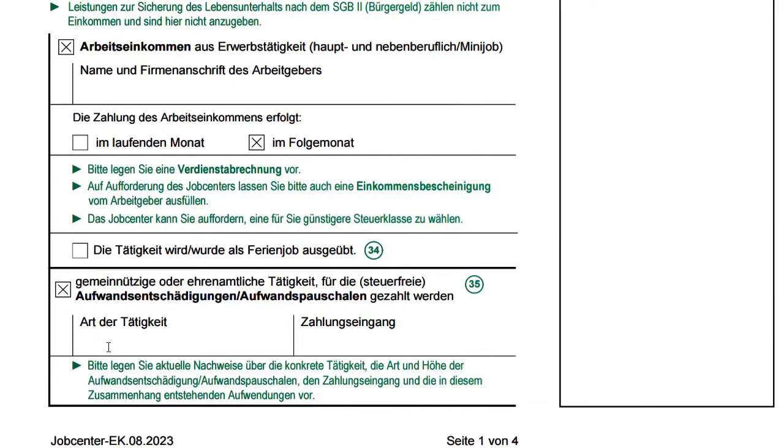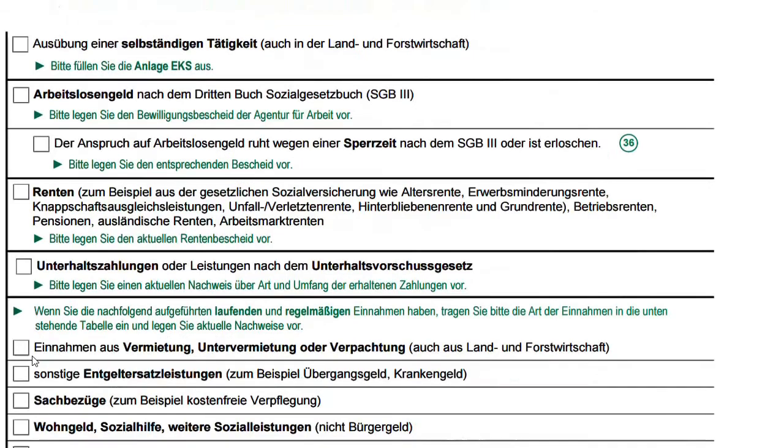Here you write the type of the work, and here you write the date on which he or she has received this money. In addition, you should provide the job center with proof of the work he or she has done, the type of the work, the extent of the expense allowance or lump sums, the date on which he or she has received the money, and how much of the money he or she has spent on his or her work.